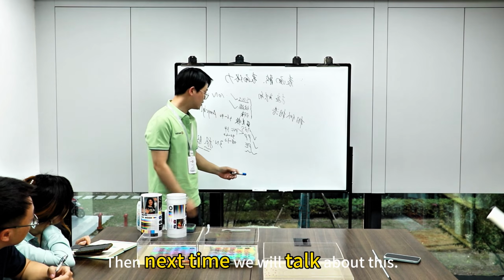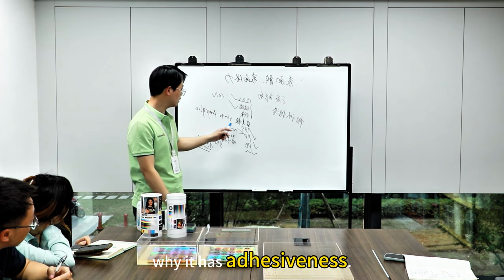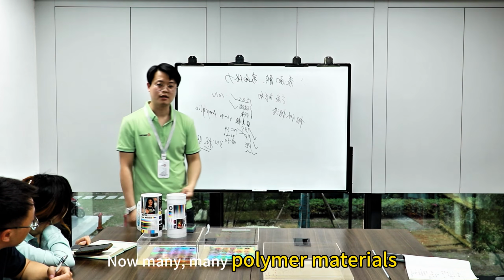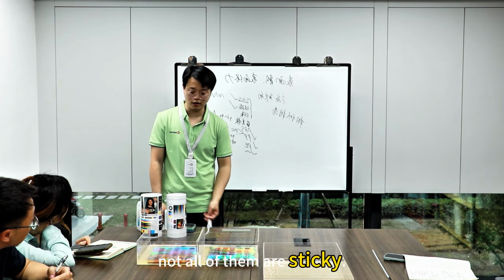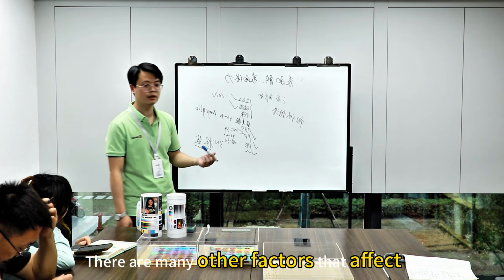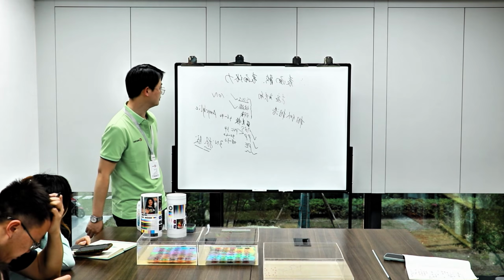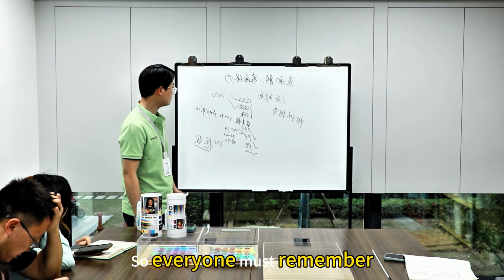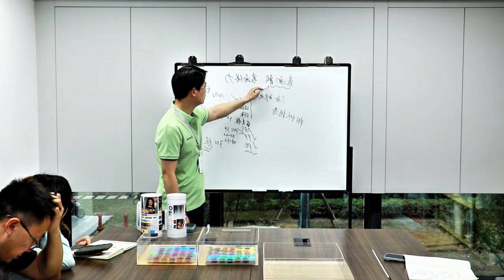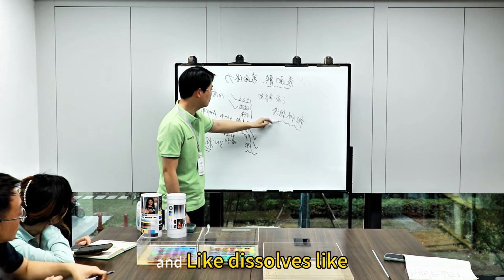Then next time we will talk about why it has adhesiveness. Many polymer materials, not all of them are sticky, but are adhesive, make them sticky. There are many other factors that affect it. So everyone must remember the theory of surface energy, and like dissolves like.